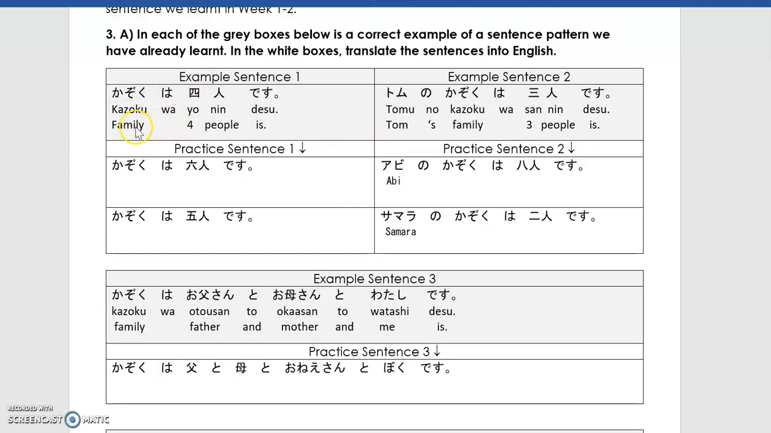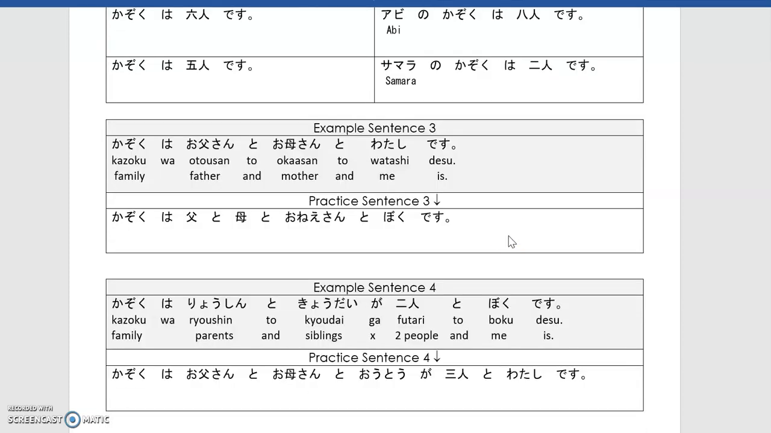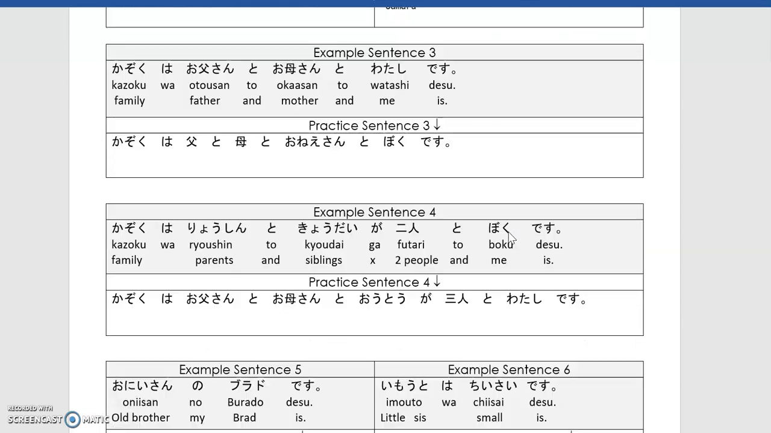For example, this one is Kazoku wa 4人 desu. Family, 4 people, is. So the 2 sentences up below are going to use this same pattern. You need to put them into English. Same for this one here. The sentence patterns down here are our longer ones, so this is describing the people who are in our family. I've given you an example here. Decode this one into English and decode this one into English.